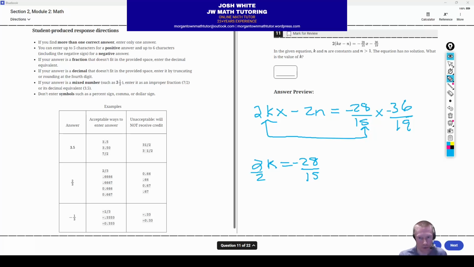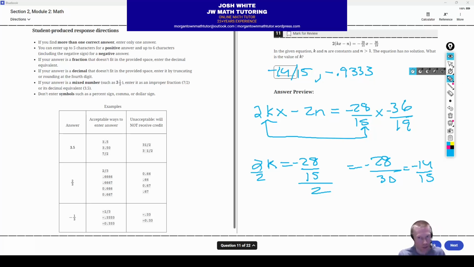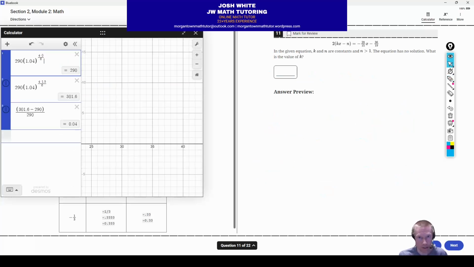So I divide by 2, divide this by 2. It's going to turn into negative 28 over 30. That reduces to negative 14 over 15. So you could put that as your answer, negative 14 divided by 15. You could also write the decimal equivalent, which is negative 0.9333. Okay, so that's the correct answer. But what I want to show you is the reason why this would take some significant period of time in Desmos.